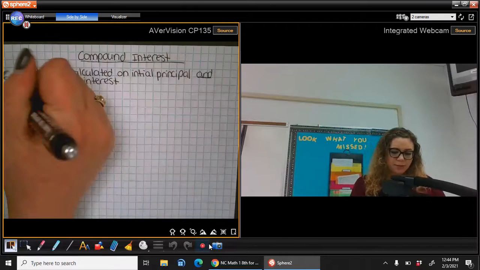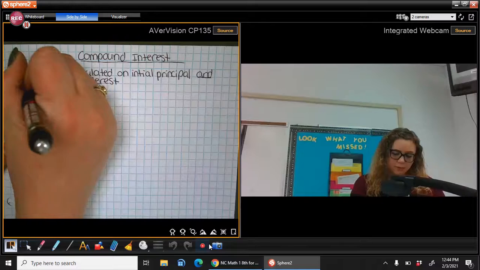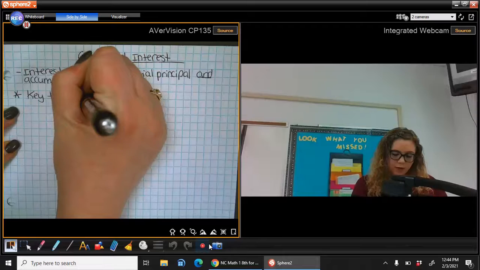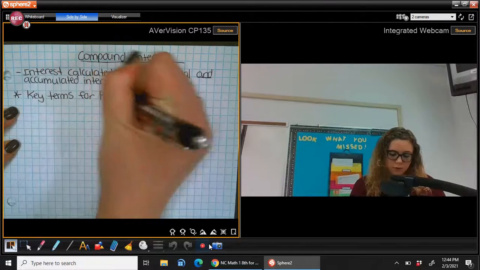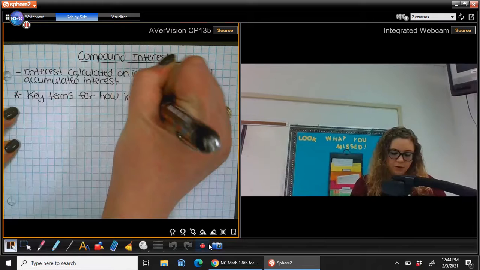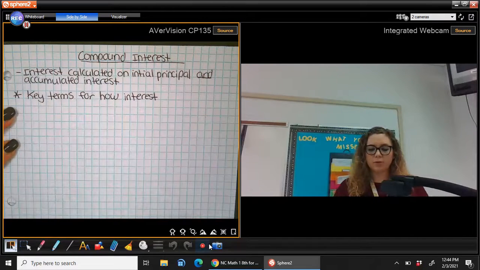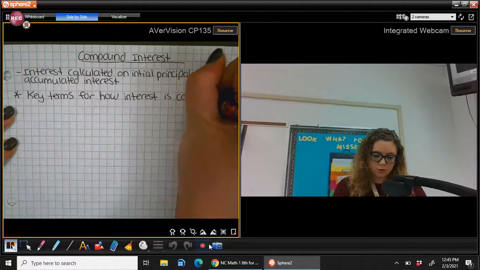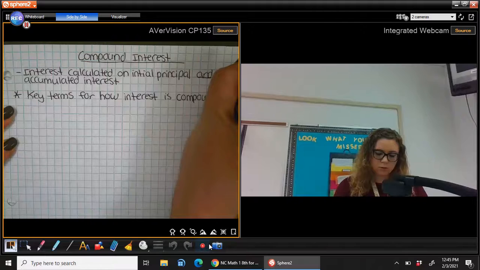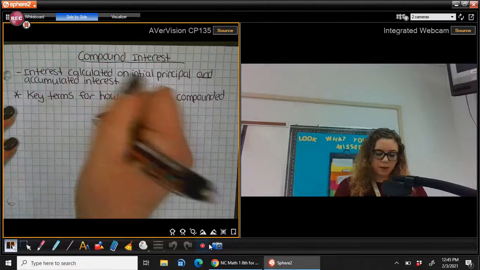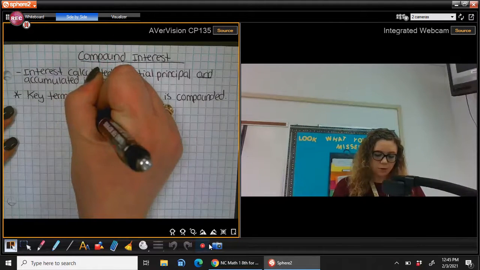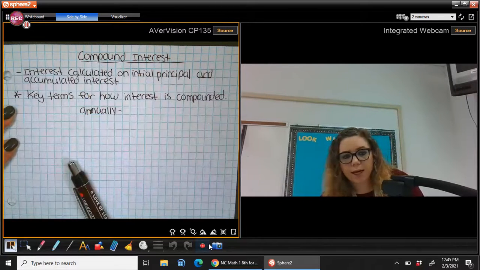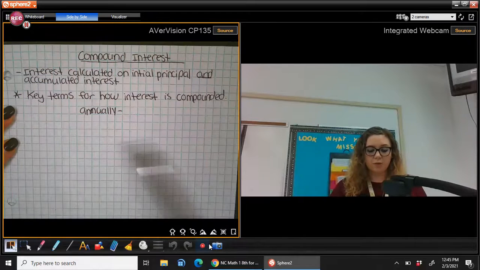So there's some key words that you just gotta know. It's for how interest is compounded, and it will make more sense as we go through the word problems. So you have annually. Annually is going to be one time per year.